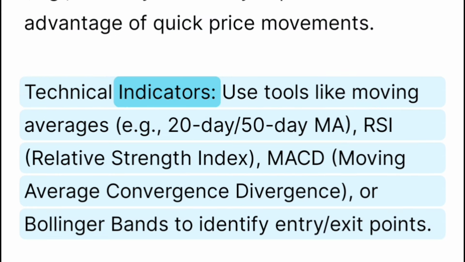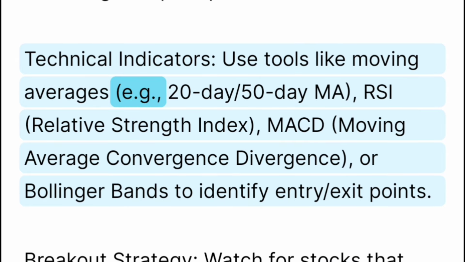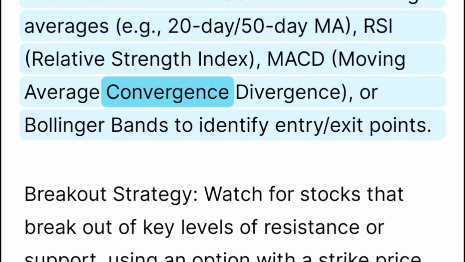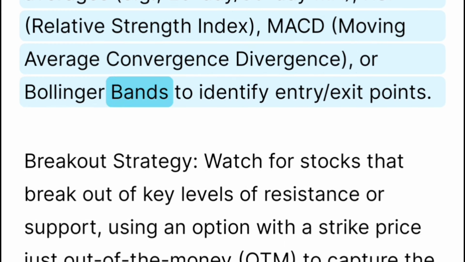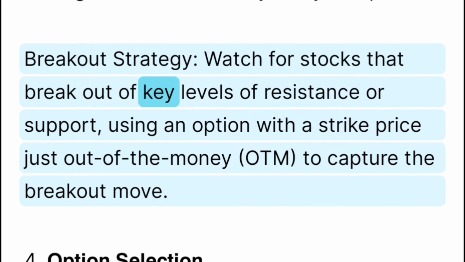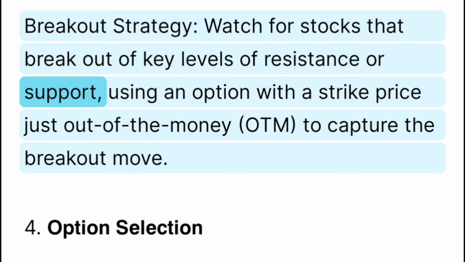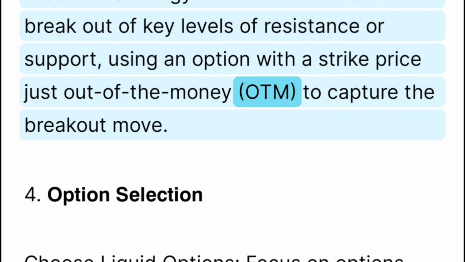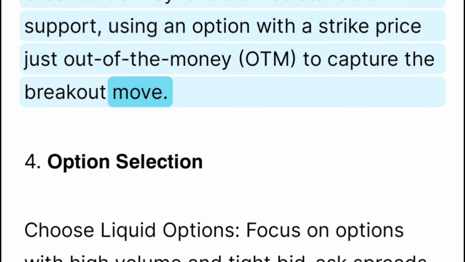Technical indicators. Use tools like moving averages, for example, 20-day, 50-day MA, RSI, Relative Strength Index, MACD, Moving Average Convergence Divergence, or Bollinger Bands to identify entry-exit points. Breakout strategy. Watch for stocks that break out of key levels of resistance or support, using an option with a strike price just out of the money, OTM, to capture the breakout move.